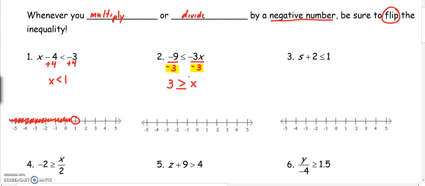to x. Now, you cannot graph this unless your variable is first. So we're going to do one more flip, and we're going to do x is less than or equal to 3. So I'm going to find 3 on my number line, because there's a bar underneath it, I'm going to put a closed circle, and I'm going to shade to the left.